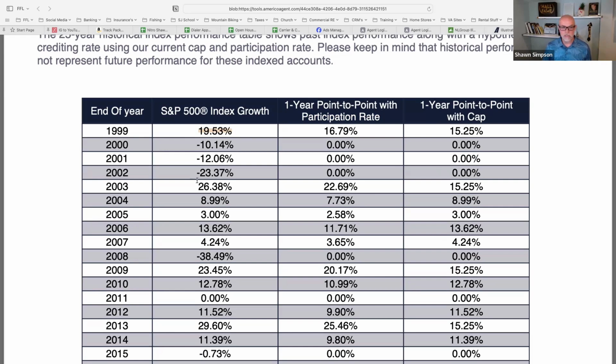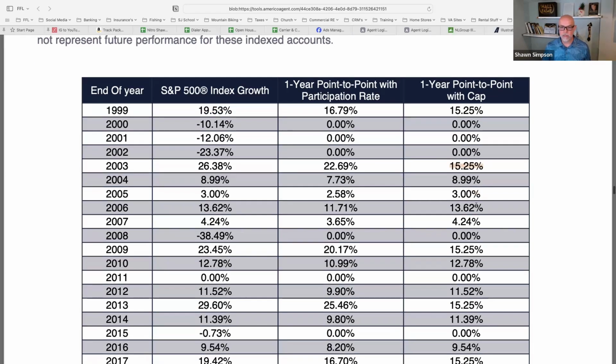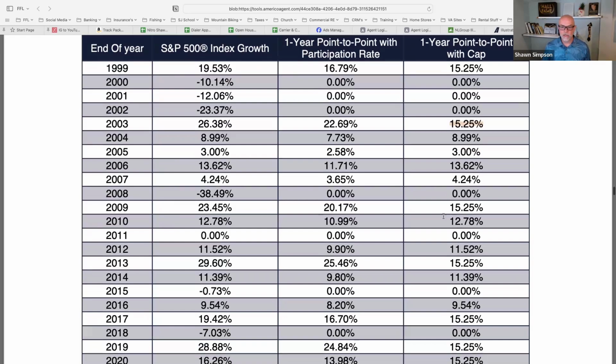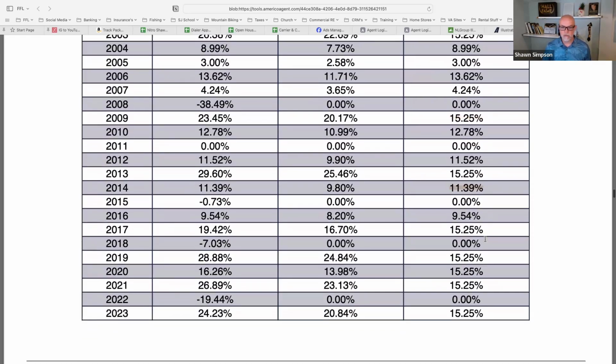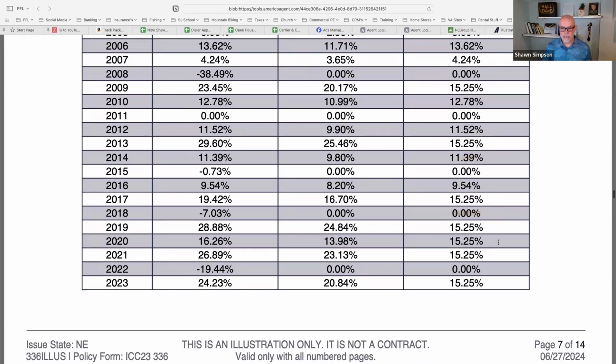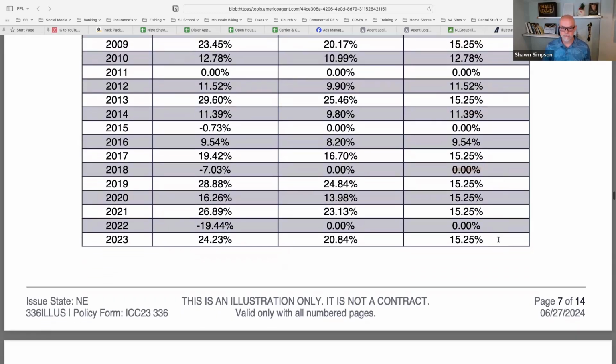But the next 3 years in a row, it went down. Guess what? You got to keep all of your money. In 2003, it went back up 15.25. And then I'll just point out some years. This is what it did on average, right? But guess what? You don't lose any money, okay?